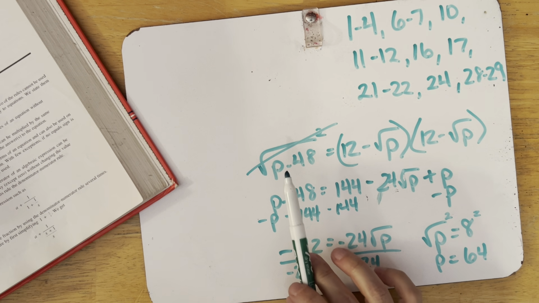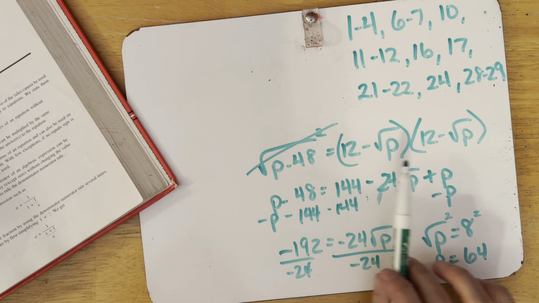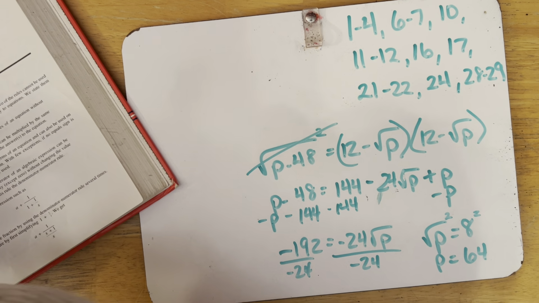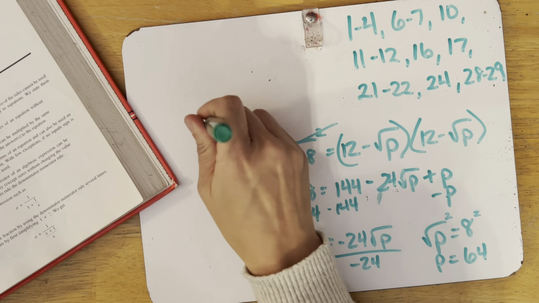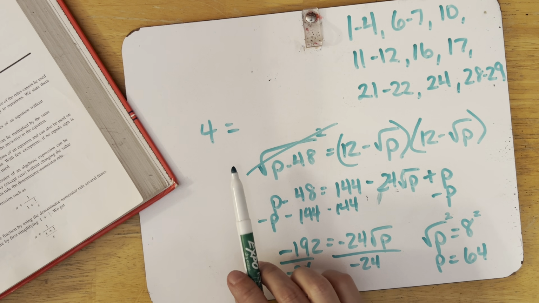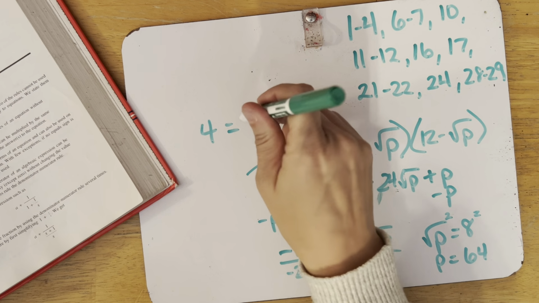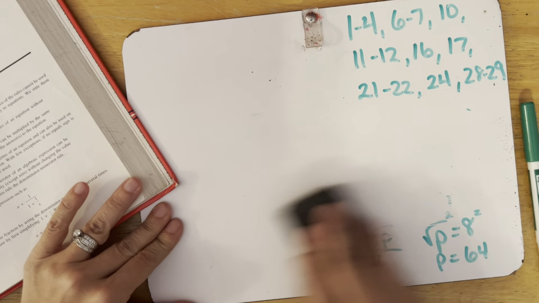Then you need to go back and check, does this work? Well, this isn't my original problem, but you go back and double check that 64 works here in the original problem. 64 minus 48 is 16, square root of 16 is 4. 4 equals 12 minus the square root of 64, so 12 minus 8 is 4. 4 equals 4. Yes, that will work.